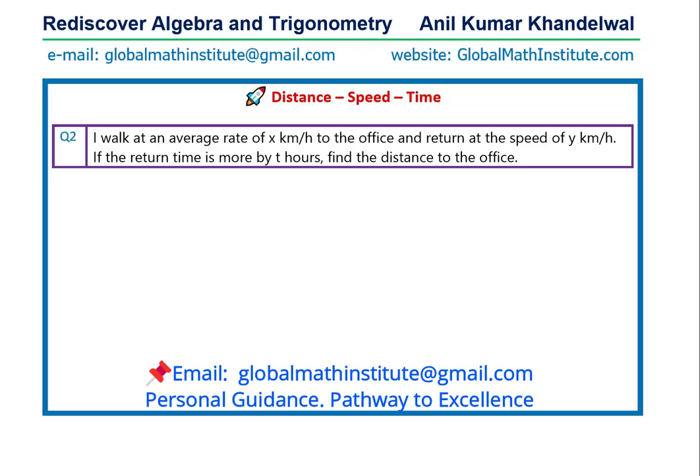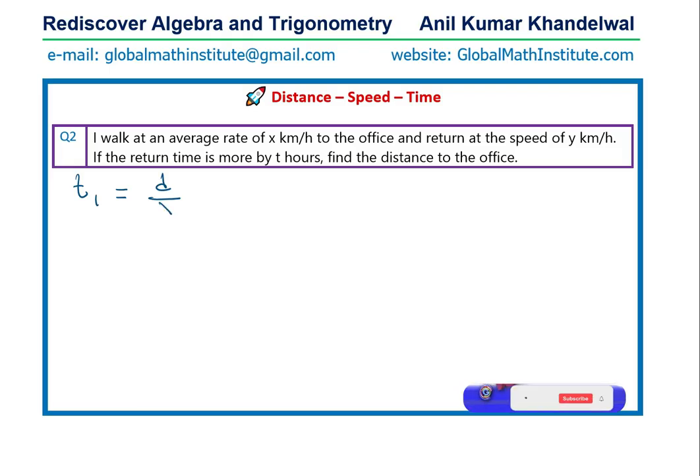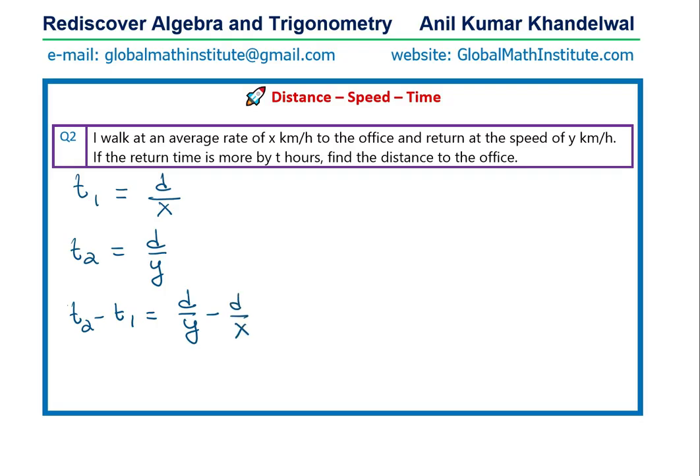So, let's say the two times are what? Let's say t1 is one time. I walk at an average speed of x kilometers per hour, distance is fixed, so it is d over x, and time 2 will be d over y. Okay? Difference in time is t2 minus t1, which is d over y minus d over x. Correct? So the change in time, t2 minus t1, you can take d common and you get 1 over y minus 1 over x. Correct?